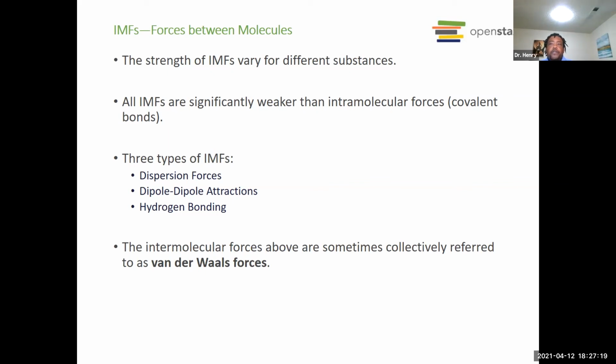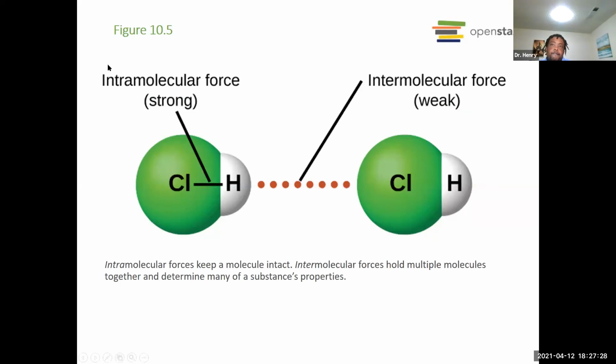You're familiar with the different types of intermolecular forces. Let's give you some examples of them. Intermolecular forces are going to be weak interactions, like the interactions between the hydrogen and the chlorine in this case, whereas intramolecular forces are going to be strong. That's the bond between the chlorine and the hydrogen.